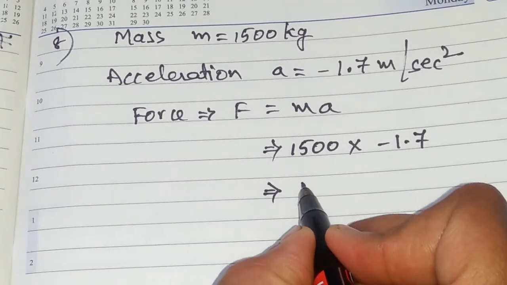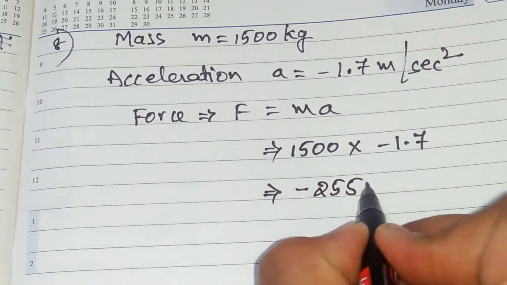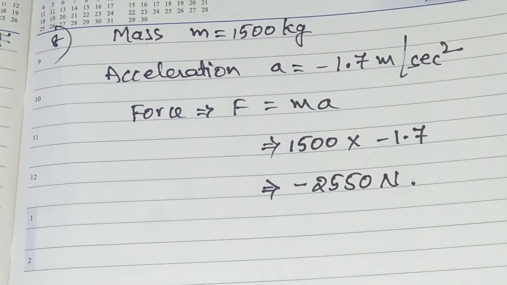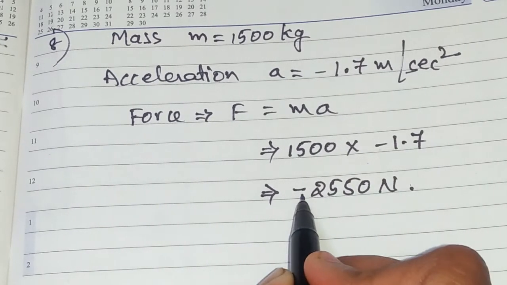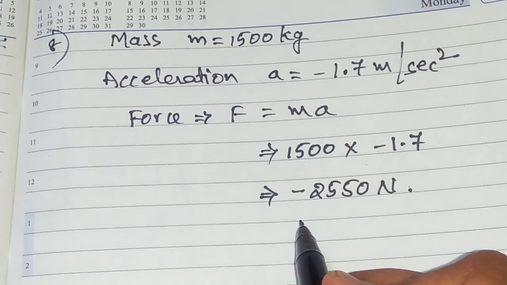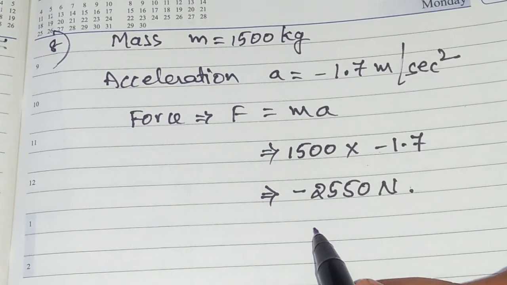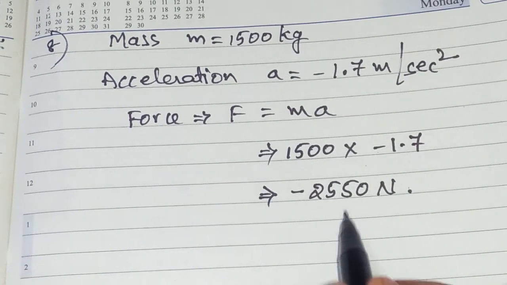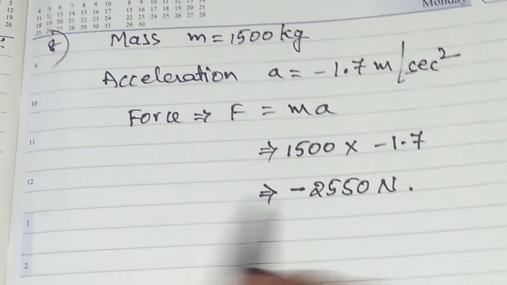Here, after multiplying this, we are going to get 2550 newtons. But here there is a negative sign. What for are we writing this negative sign? Because it is in the opposite direction. This is a frictional force between the vehicle and the road. So that is why we write that this force is in the opposite direction, with a minus sign here.